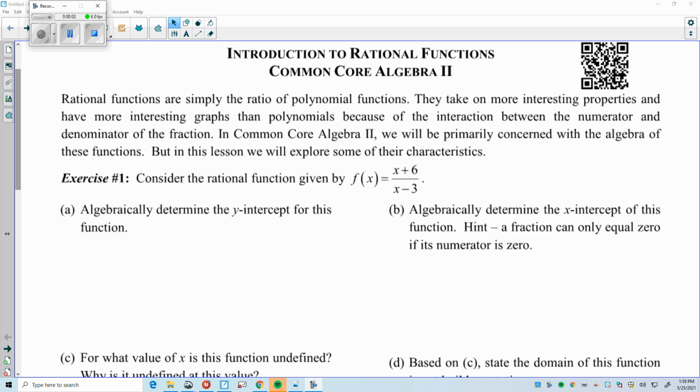So now today we're going to look at some rational functions. And rational functions are just the ratio of polynomial functions. So I always think rational, ratio, that's kind of the word of rational. And as we're doing this, we're going to take a look at some x-intercepts, y-intercepts, what happens, can we tell what's going on algebraically, and take a look at the domain.